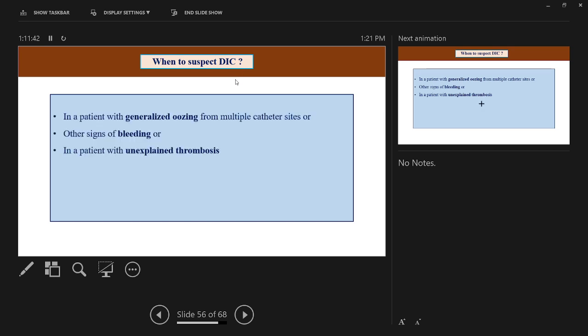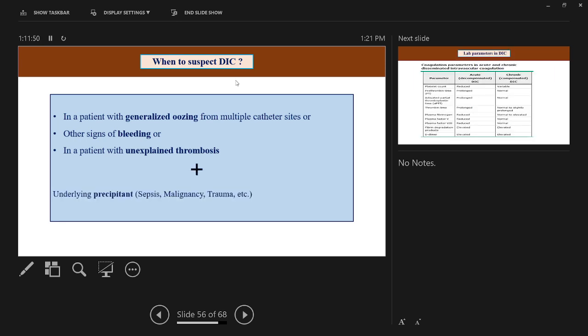So when to suspect DIC? In a patient with generalized oozing from multiple catheter sites or other signs of bleeding, or in a patient with unexplained thrombosis, along with, most importantly, an underlying precipitant. There always has to be an underlying precipitant when you call it DIC, because without the precipitant, the entire pathway of the coagulation cascade and hyperfibrinolysis does not occur in DIC.